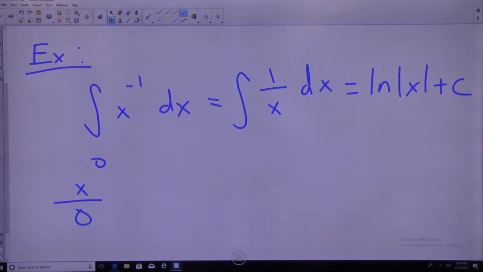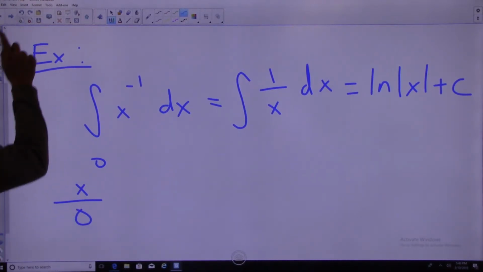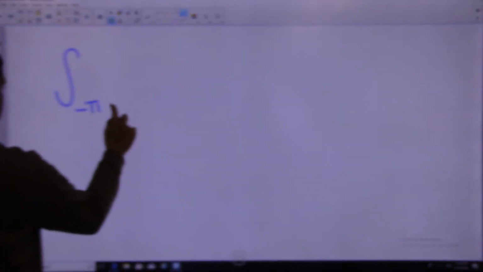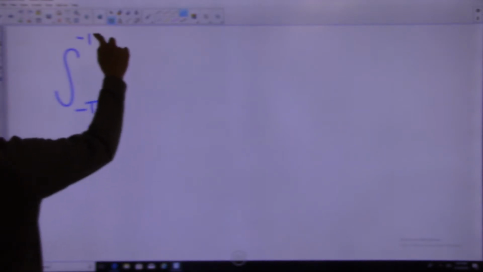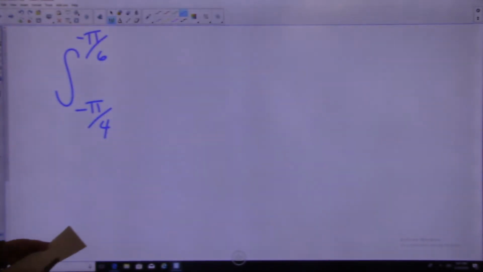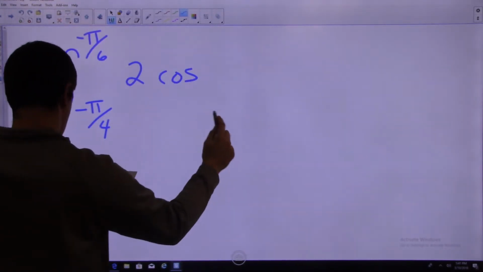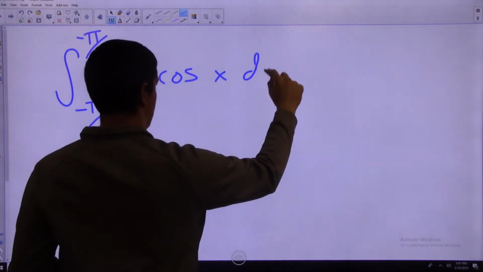So that's one thing I wanted to explain there. Now let's just do an example of something that you might need to use here. So what if we wanted to evaluate, let's do a trig ratio one. This is just an example of trig: the integral from negative pi over 4 to negative pi over 6 of 2 cosine of x dx.